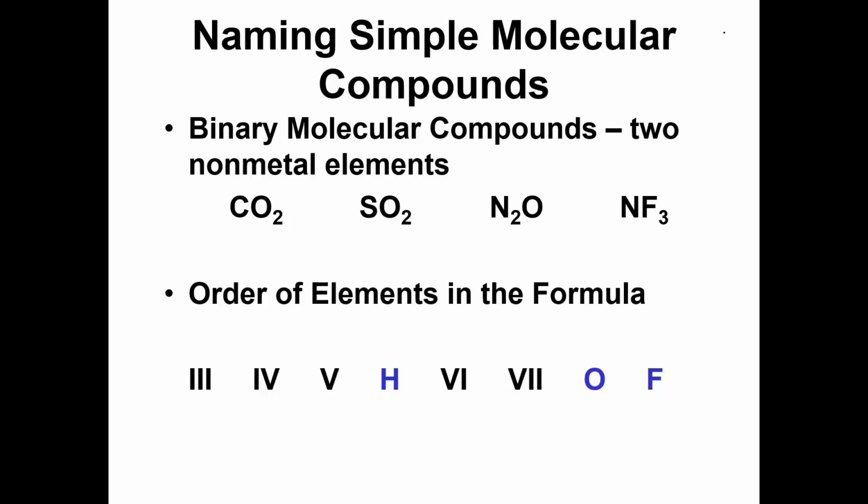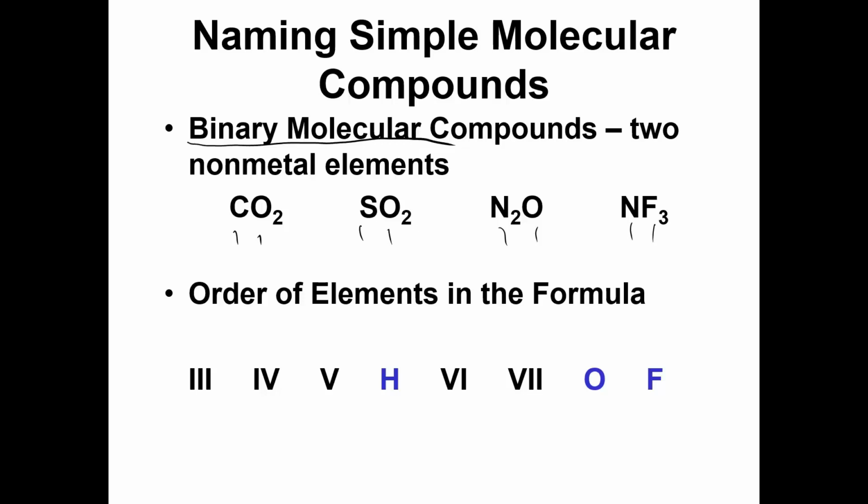During the last lecture, we learned all about ions and ionic compounds and how to name them. This lecture focuses on covalent compounds, which is when you have two nonmetals sharing electrons, forming different kinds of compounds. And these are all going to be binary, meaning they have only two elements: carbon and oxygen here, sulfur and oxygen, nitrogen and oxygen, nitrogen and fluorine, always two different nonmetals.